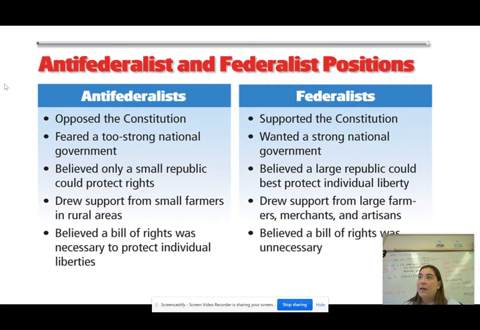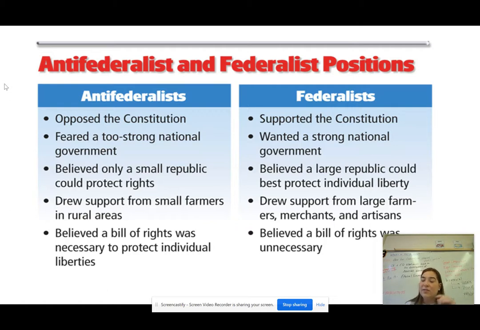They thought that the Articles of Confederation were too weak to do what was necessary for the government to complete its tasks and fulfill its responsibilities. They thought that a larger republic could best protect individual liberty. They thought that the bigger the government and the bigger the people living in it, that's the best way that you can protect individual liberties.